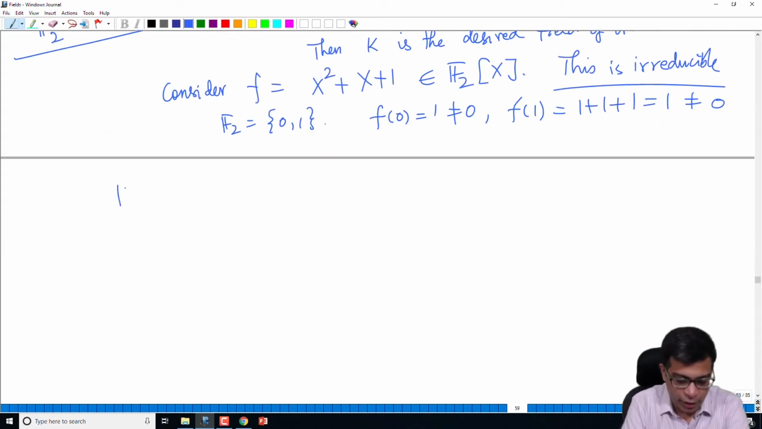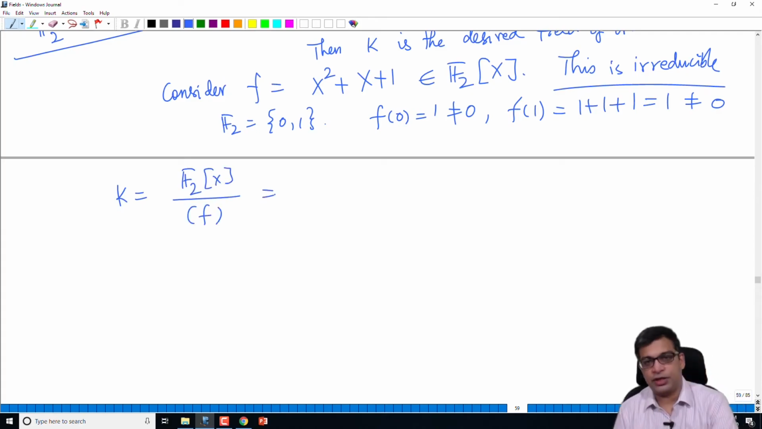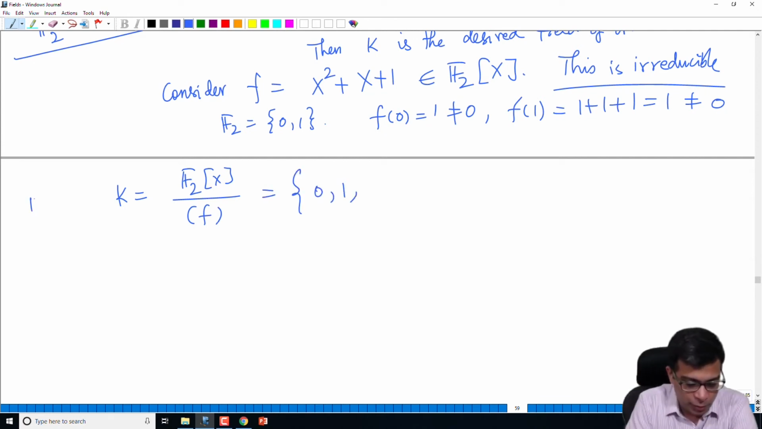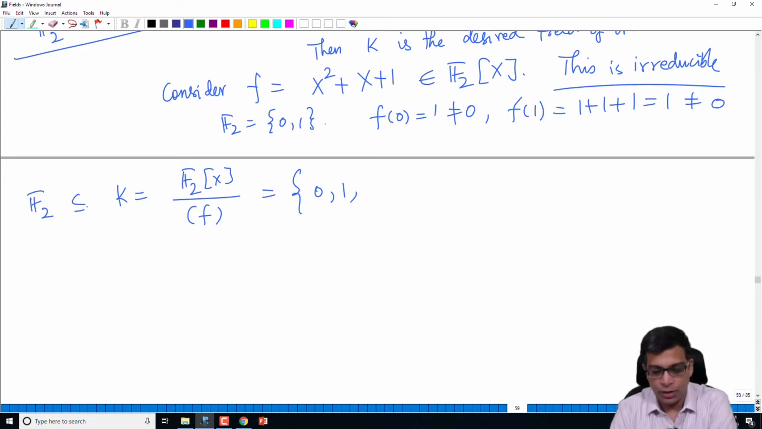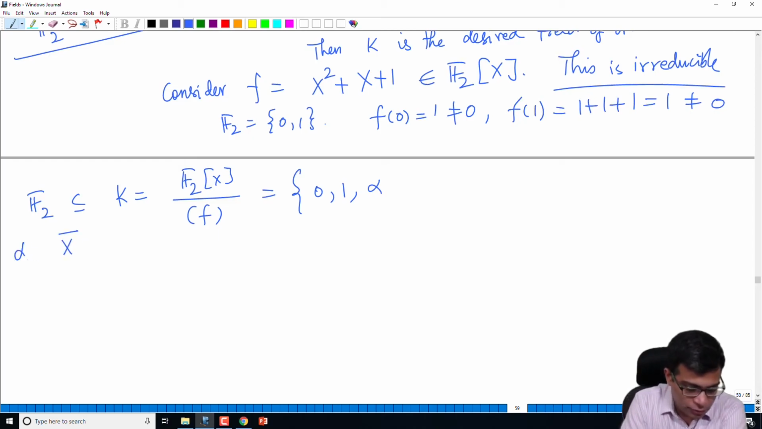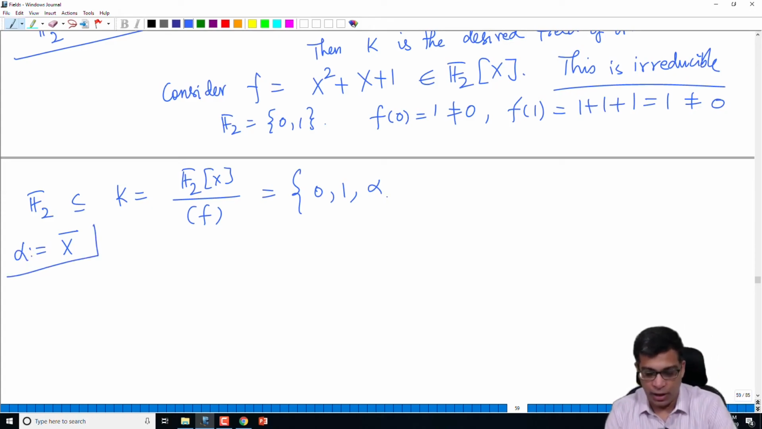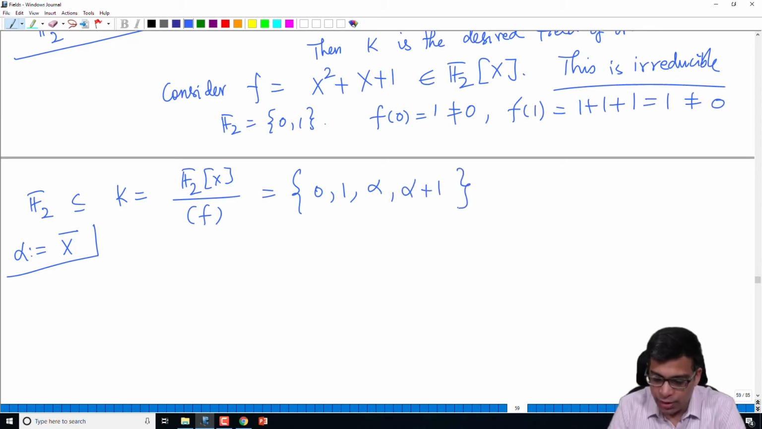So take K to be F_2[x] mod f, and it's supposed to have 4 elements. I'm going to list the 4 elements like this. We have 0 and 1. Remember, it is going to contain F_2. The other elements will be alpha. Remember, x squared plus x plus 1 is declared to be 0. So you take x bar to be alpha. The notation is you call alpha equal to x bar. Then you will have x bar plus 1, and that's all.